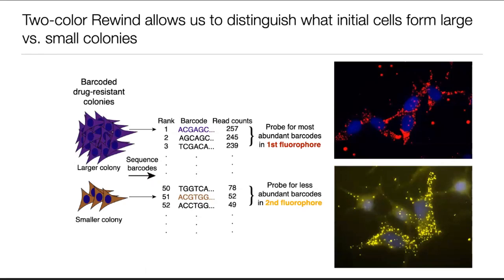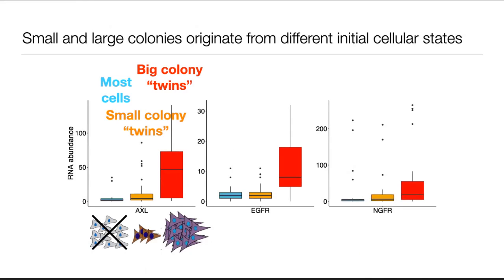So what Ben did is he said, okay, let's rewind separately the ones that form large colonies from the ones that form small colonies. I won't go through the details of exactly how he could do this, but what he could then ask is, what's different about the cells that went on to form the large ones versus the small ones? Again, I'm glossing over a lot here, but he could find differences in the initial state of the cell that led to these differences in the ultimate outcome.